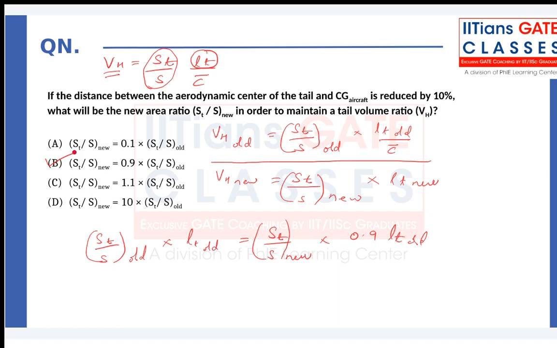Alvin, why did you change it to C? Oh, okay, they've asked you for the new ratio. Yes, yes. Sorry. They've asked you for ST upon S new. Yeah, so it is C. Correct. They've asked you for the new ratio. My bad. So it is 1 by 0.9. You're right. Option C is right. Okay. All right. Let's go to the next question.